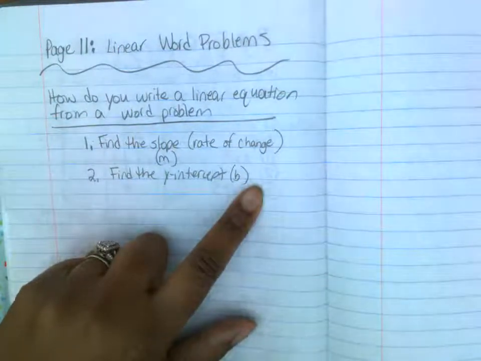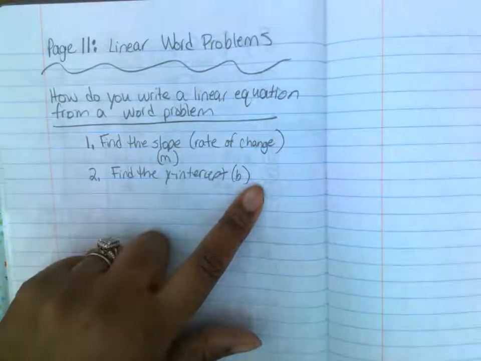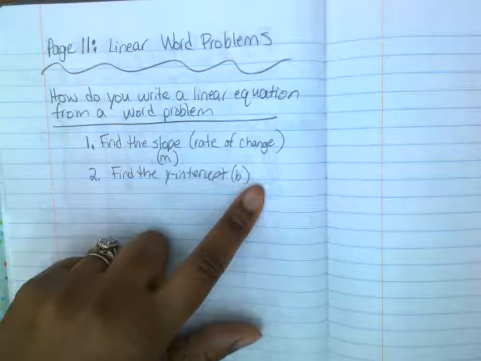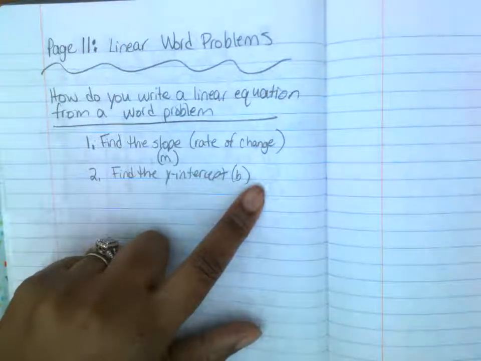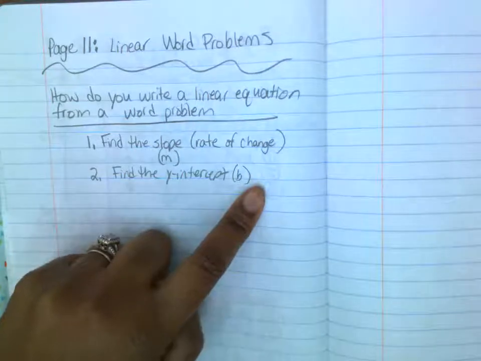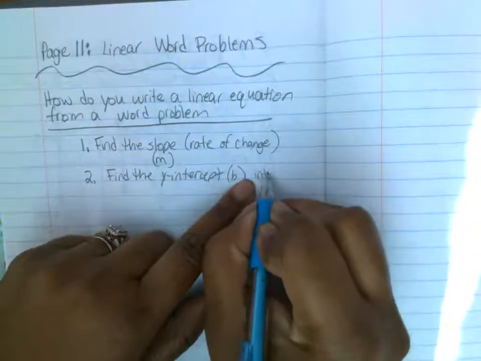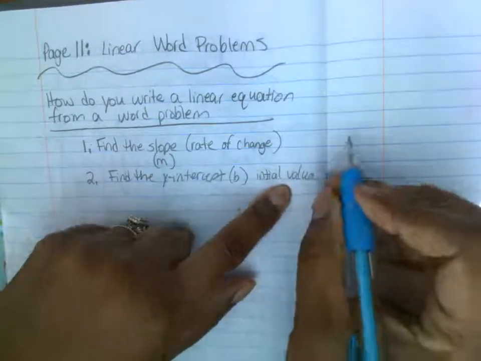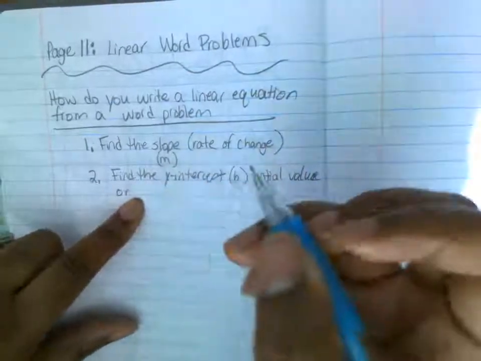your y-intercept is going to be the initial value, okay, or the starting amount. They're not going to say y-intercept because that doesn't make sense when you're talking about real application or something in the real world. We don't say y-intercept. But we do talk about initial values. Okay, so your initial value or initial amount of something, or your starting amount.